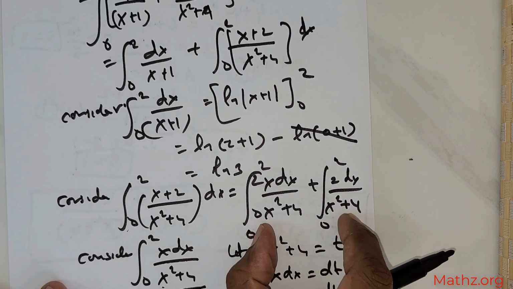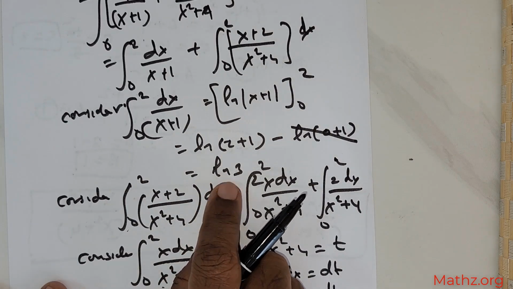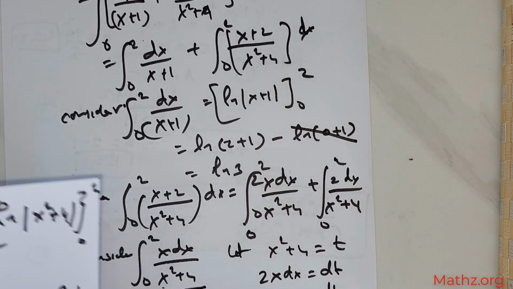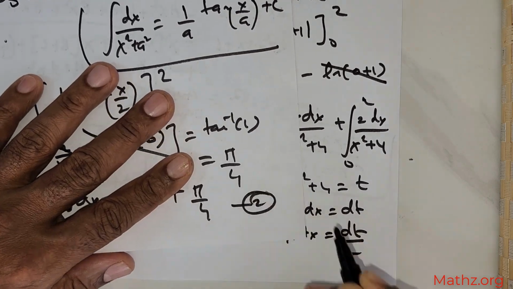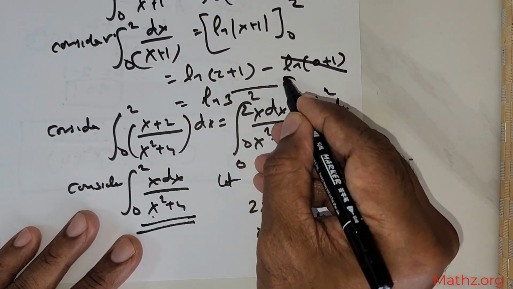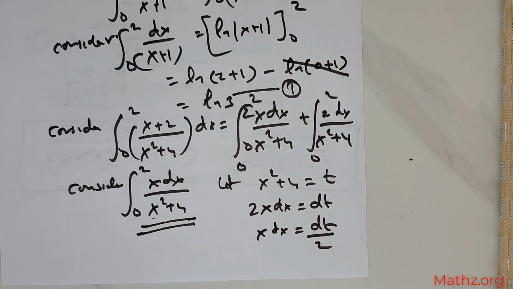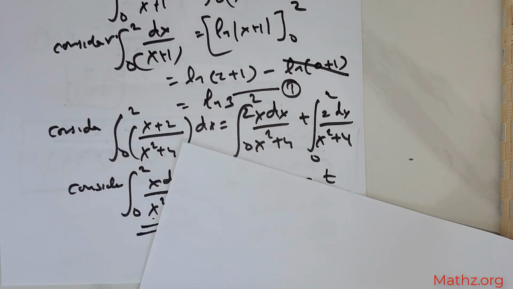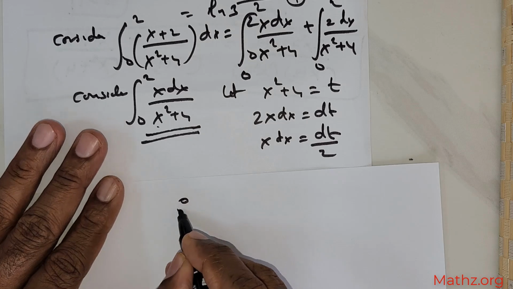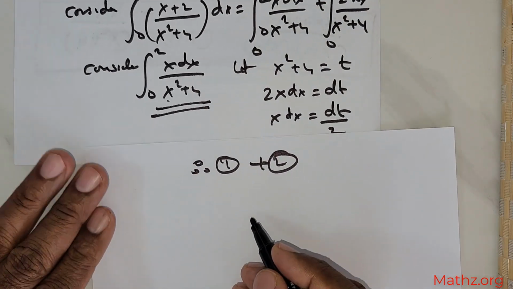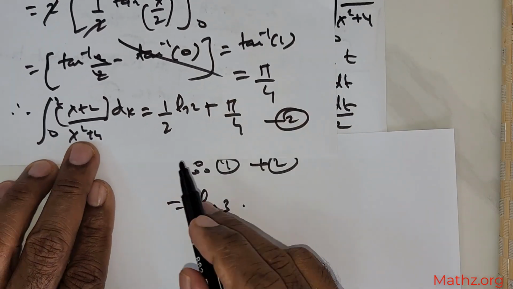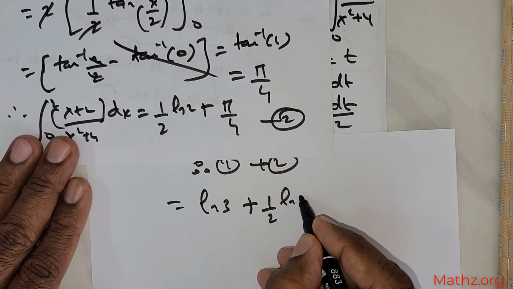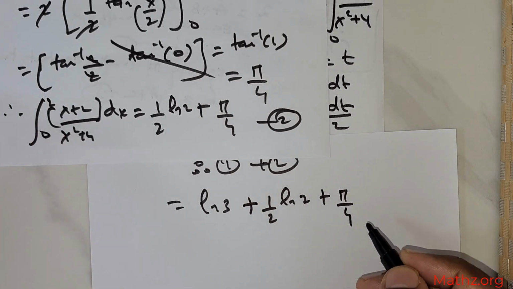So this is one part. We need to go to the other part also. So there is this part, and we need to club everything together. Let me name this as 2, and let me name this as 1, and then I need to join 1 with 2. Therefore, 1 added with 2 is equal to ln 3. You need to add this one. Plus 1 over 2 times ln 2 plus pi over 4.